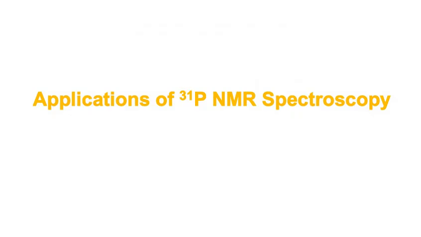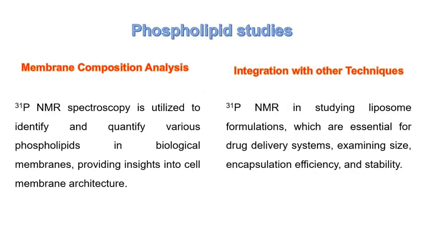Applications of P31 NMR spectroscopy. It is mainly used for phospholipid studies, particularly membrane composition analysis. P31 NMR spectroscopy is utilized to identify and quantify various phospholipids in biological membranes, providing insights into cell membrane architecture.